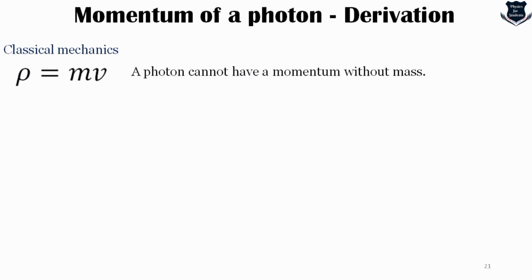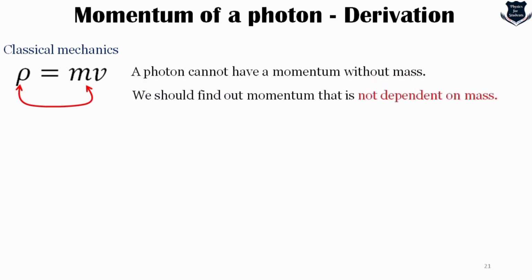A photon cannot have a momentum without a mass, so Newtonian mechanics must suffer from some difficulty, because we will need something more fundamental, that is the theory of special relativity. So the goal is to find a definition. Here you see that momentum is something related to the mass. So we need to find a definition for momentum expressed in terms of energy, which is not dependent on mass. That is actually not difficult to do, and we will soon see.